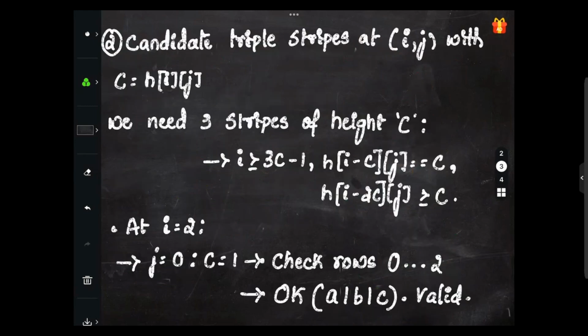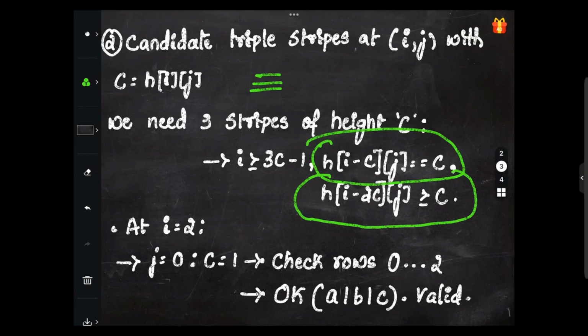This is fine. Now let's move on with the second step: candidate triple stripes at i, j with c equals h of i, j. We need three different stripes as they have given, so we need three stripes of height c. Here i has to be greater than or equal to 3c minus 1, and h of i minus 2c, j should be greater than or equal to c.